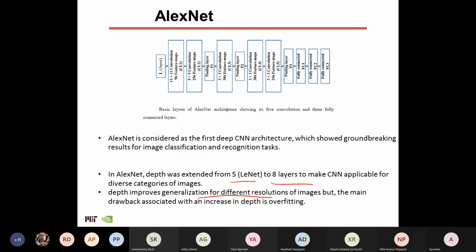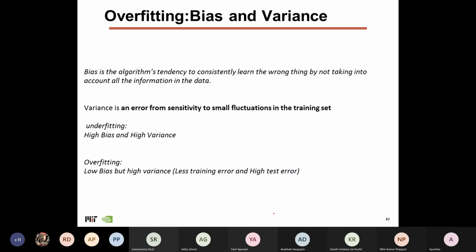But one thing is that depth is the advantage of AlexNet, and it is also the disadvantage of AlexNet. And there comes the concept of overfitting. Overfitting was an old concept in machine learning, but people again observed this overfitting in AlexNet. What do we mean by overfitting? Let's give one simple example.